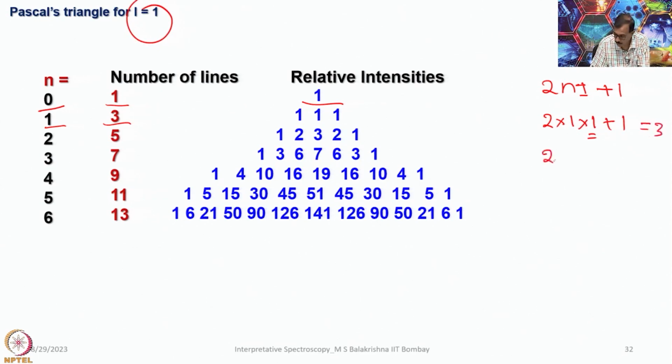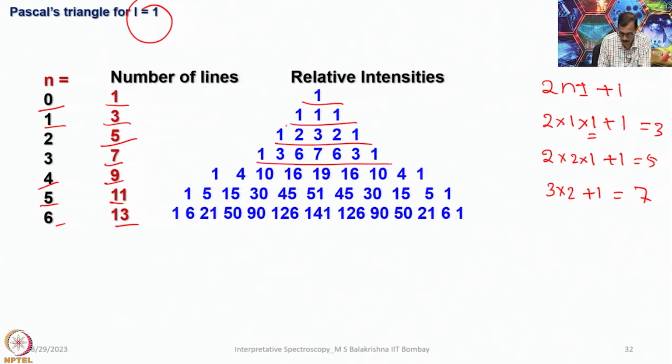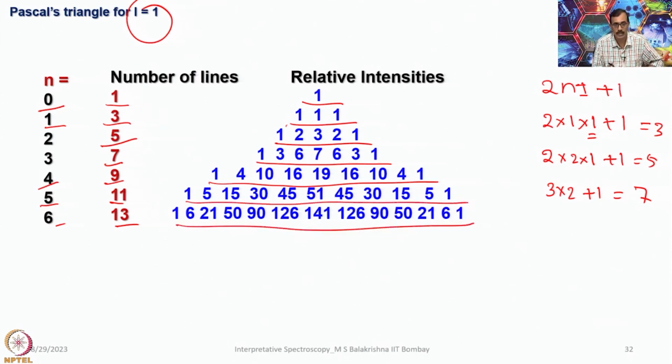And if 2 are there, 2 into 2 plus 1, so we get 5. This is how you can calculate. And if 3 are there, 3 into 2 plus 1, so we get 7 lines. So you should be able to calculate. This is the corresponding intensity ratio for the number of peaks. It goes like this. So this Pascal triangle holds good for those nuclei which have I equals 1.